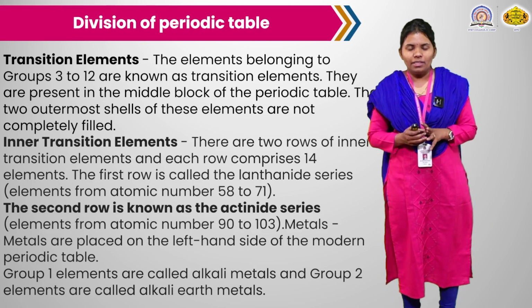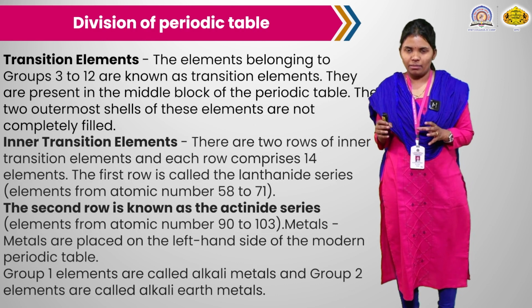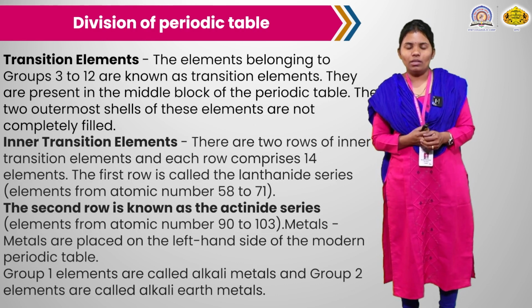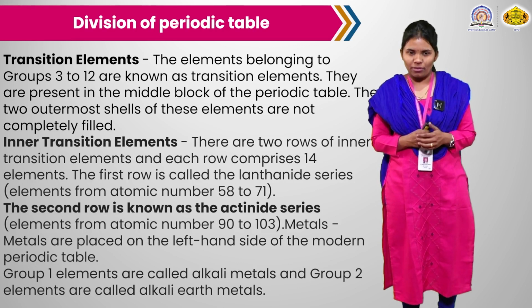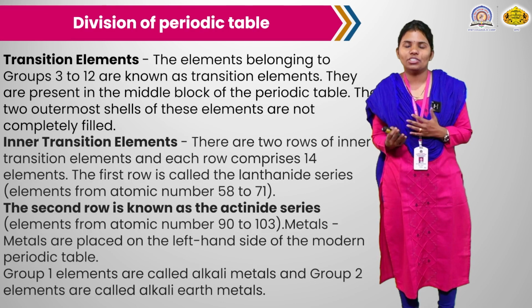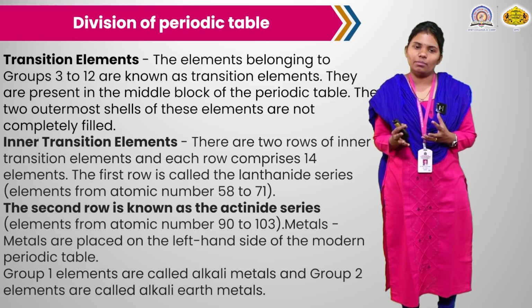The transition elements, which belong to groups 3 to 12, that is the middle of the periodic table, are also known as the d block elements. In the periodic table, they have the two outermost shells not completely filled. They show the transition, that is the d-d transition. They are situated in the middle of the periodic table.